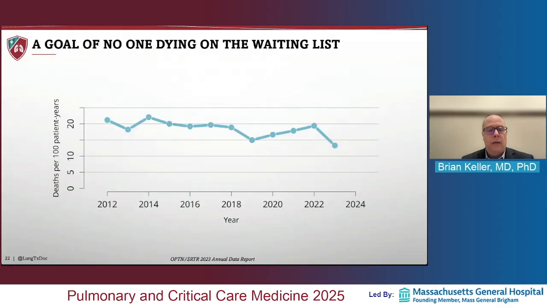Along with this increase in the number of transplants, the number of people dying on the waiting list while awaiting a transplant has also steadily declined over the last 12 years. And so this is a great thing to see, but we still know that there's more work to be done, as our goal is to have no one dying on the waiting list and everyone who is an appropriate candidate receiving the opportunity to undergo lung transplantation.